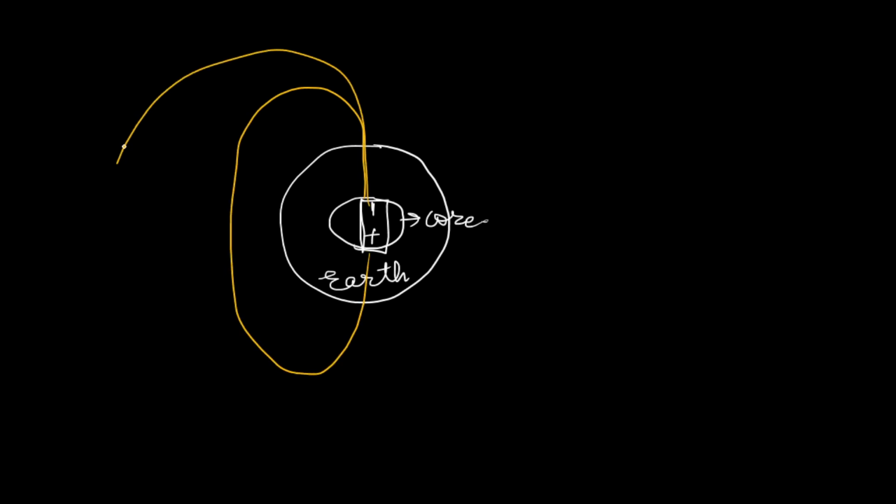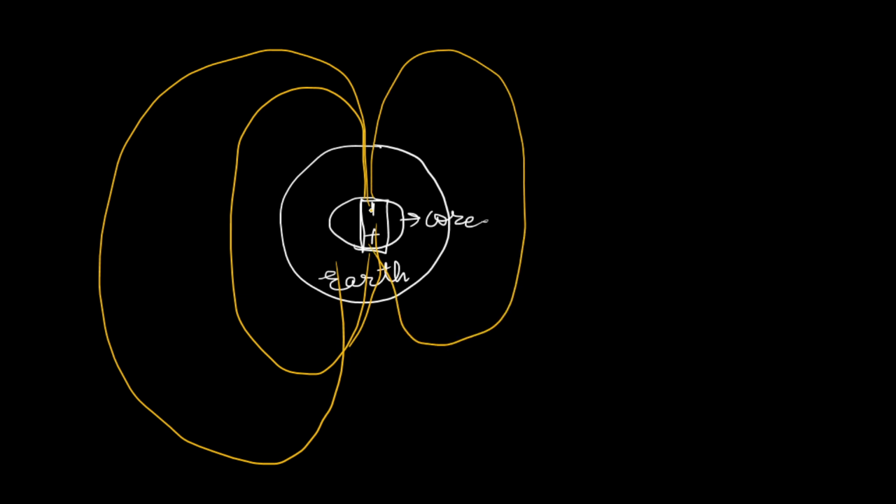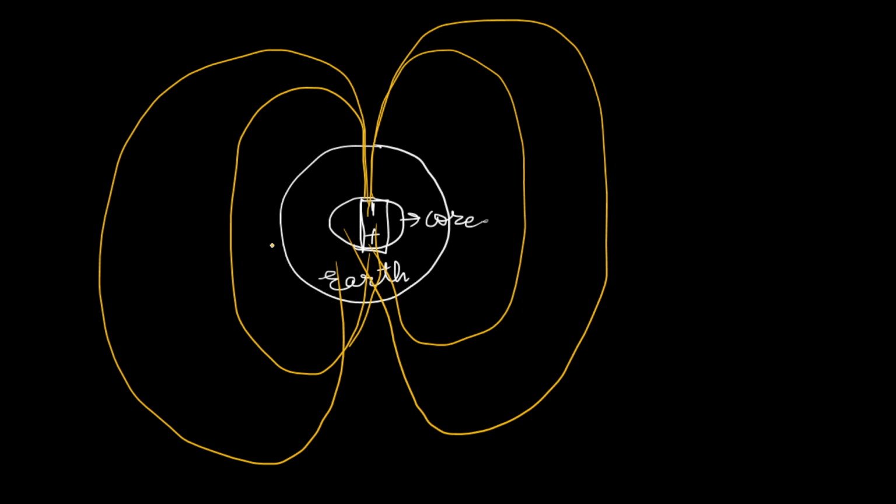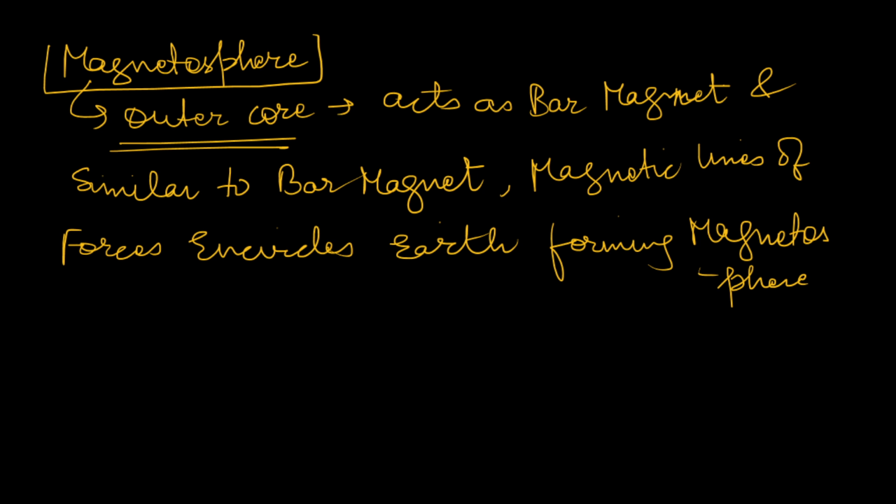These are the lines created by bar magnets, and this is how the magnetosphere is formed. This area is known as the magnetosphere. We will also discuss some important points here. It extends from the surface to 6300 kilometers.